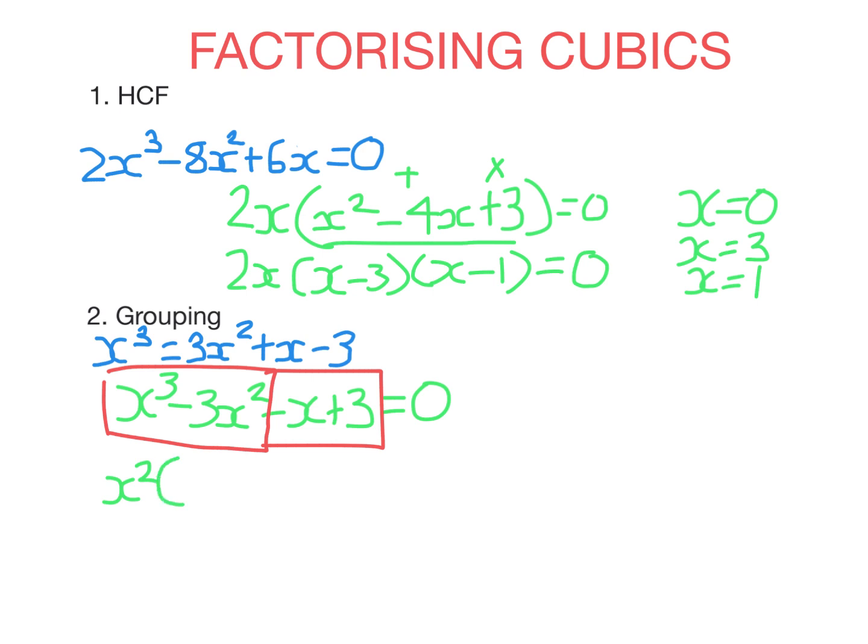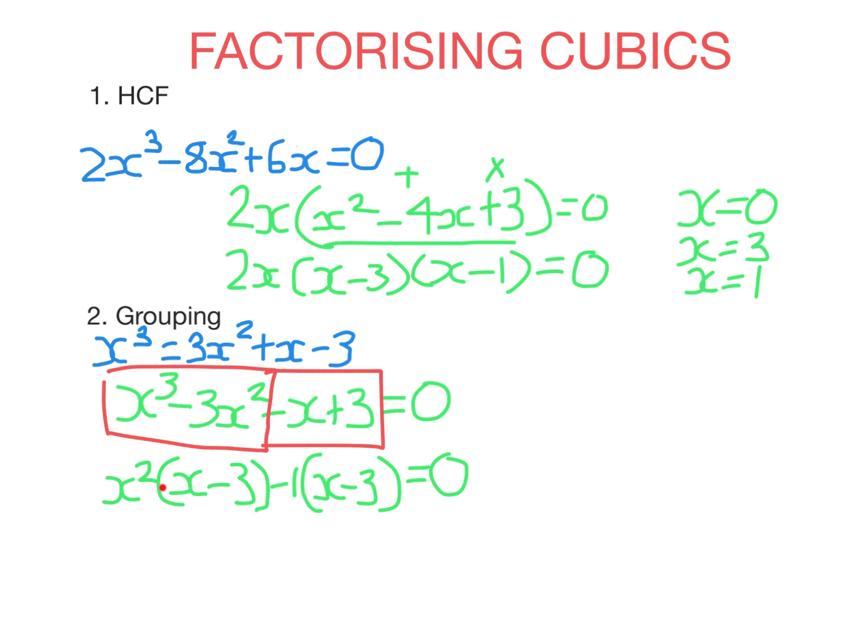Now what do I times by x squared to get x cubed? X. What do I times by x squared to get negative 3x squared? Negative 3. These two terms have a highest common factor of 1. If this term is negative, however, always take out a negative factor. So I'm going to take out a factor of negative 1. So what do I times by negative 1 to get negative x? Well, I times by x. What do I times by negative 1 to get positive 3? I times by negative 3.